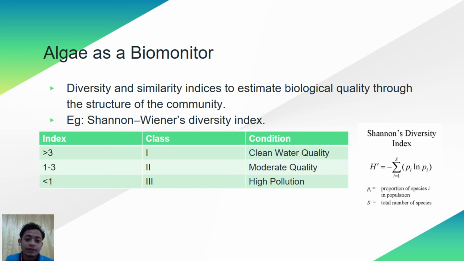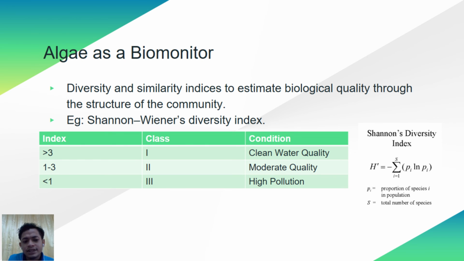Next, we will go into algae as a biomonitor. As I explained earlier, a biomonitor is used to quantify the environmental quality, so we can calculate the degree of pollution. We use diversity and similarity indices to estimate biological quality through the structure of the community. For example, the Shannon-Wiener Diversity Index. Based on this index, as you can see, there is the formula in the presentation.